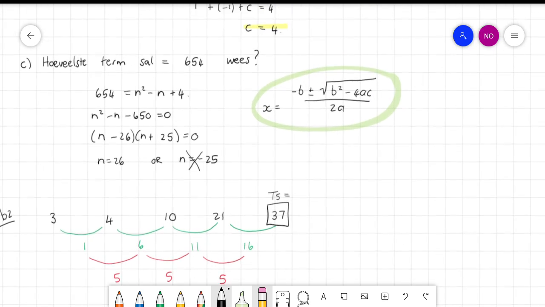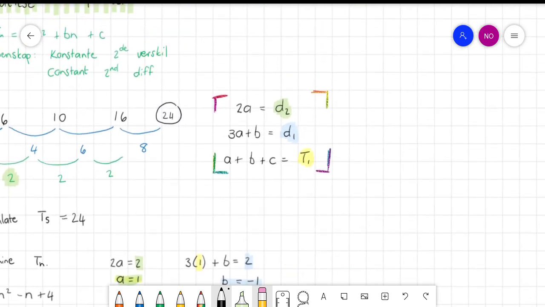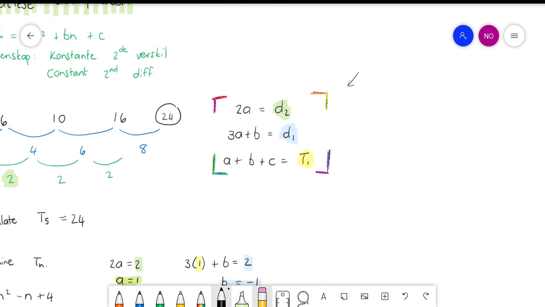Okay, remember then I told you, this one here is not going to be given to you. So you have to make sure that you study those three equations.